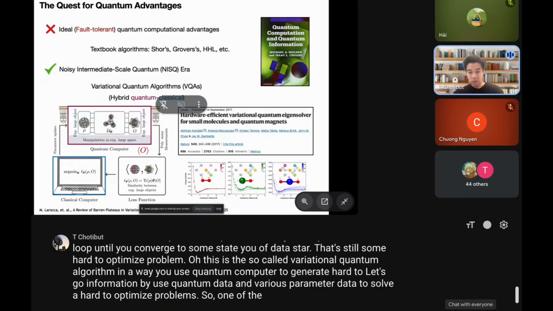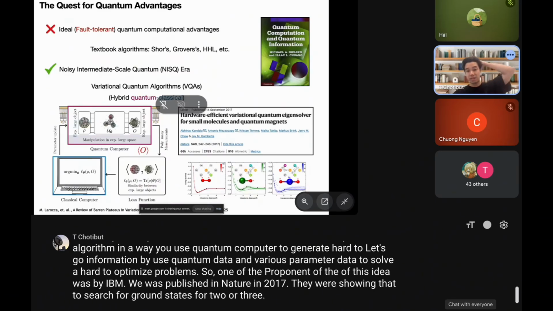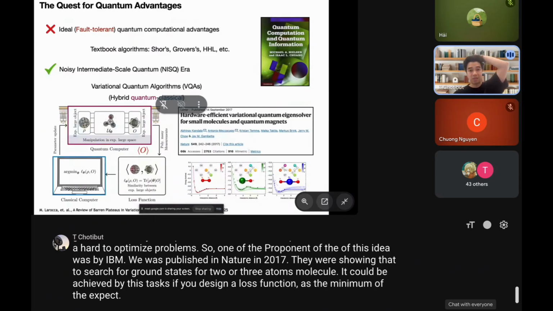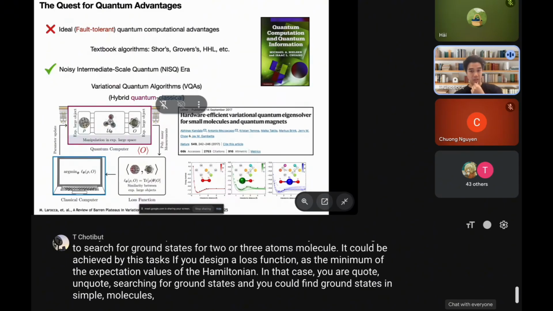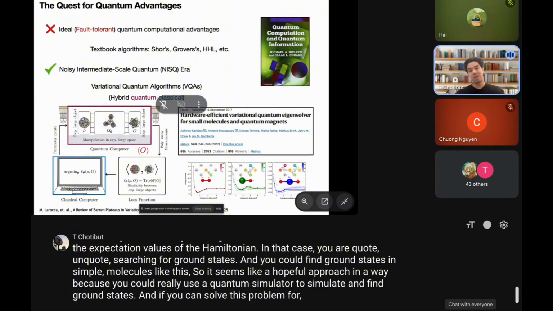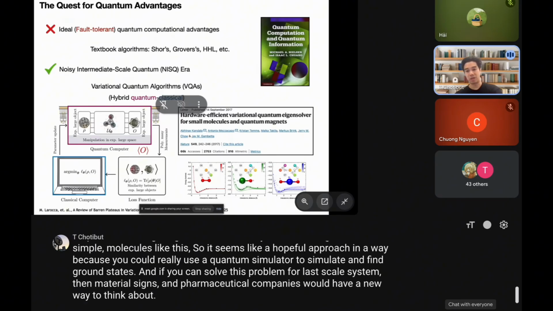So one of the proponents of this idea was IBM, which was published in Nature in 2017. They were showing that searching for the ground state of a 2 or 3 atom molecule could be achieved by this task if you design a loss function as the minimum of the expectation values of the Hamiltonian. In that case, you are quote-unquote searching for ground states, and then you could find ground states in simple molecules like this. So it seems like a hopeful approach, because you could really use quantum simulators to simulate and find ground states. And if you can solve this problem for large-scale systems, then material science and pharmaceutical companies would have a new way to think about creating new chemical molecules, right?